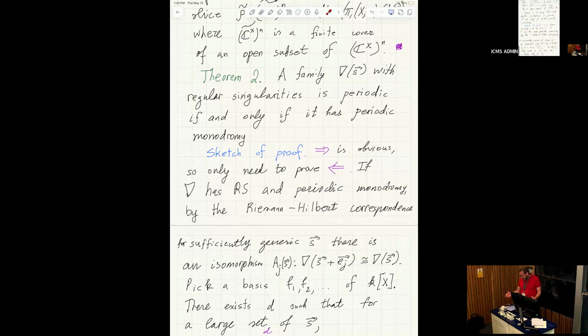So again, in one direction, this is trivial. If the connection is periodic, then it has periodic monodromy, because if equations for S and S plus 1 are equivalent, they have the same monodromy up to isomorphism. But the converse follows as follows.